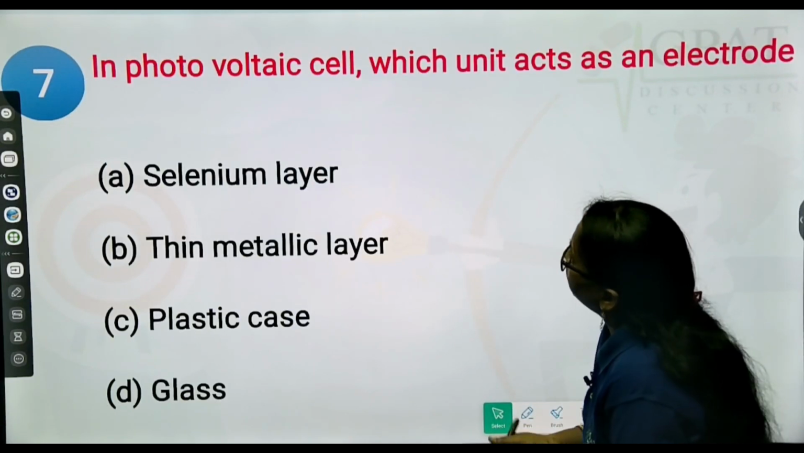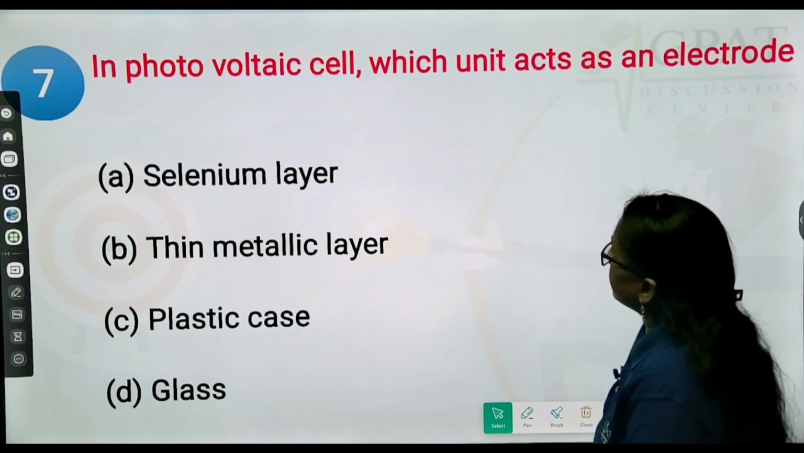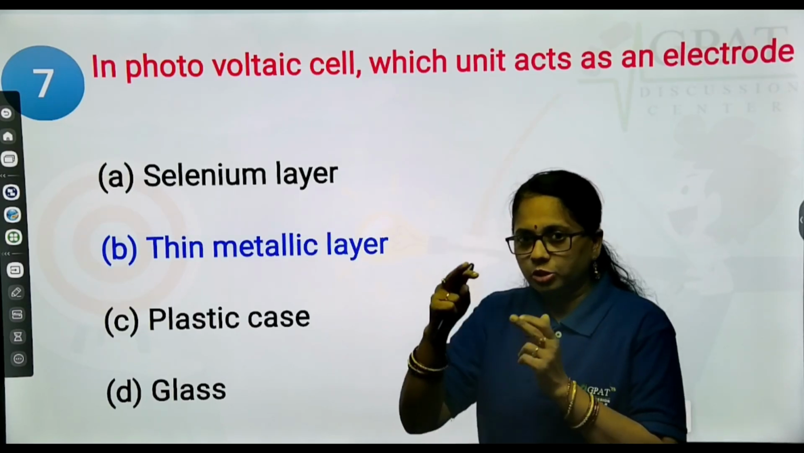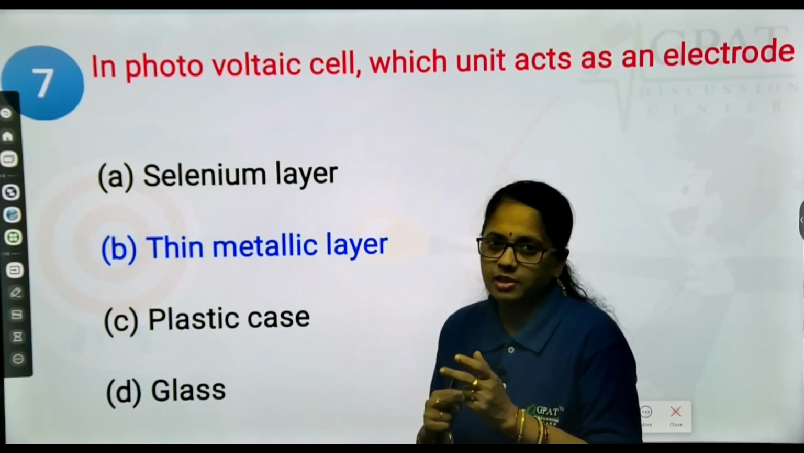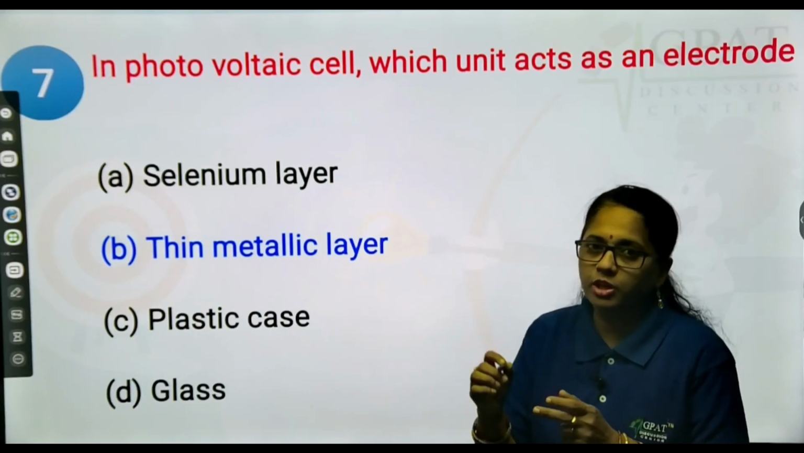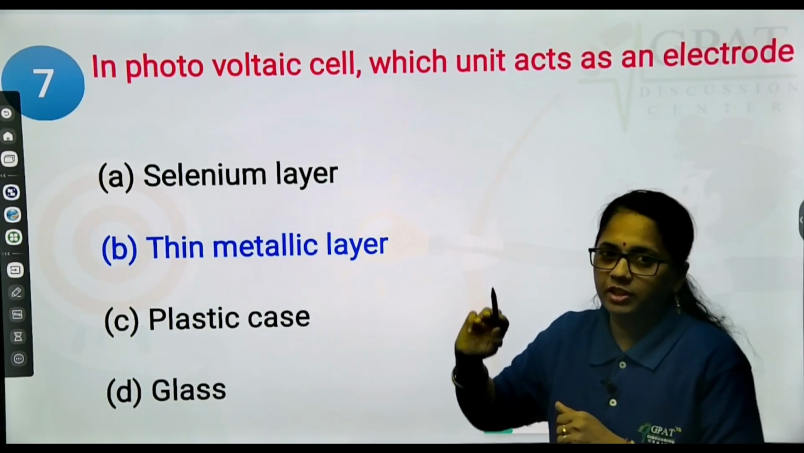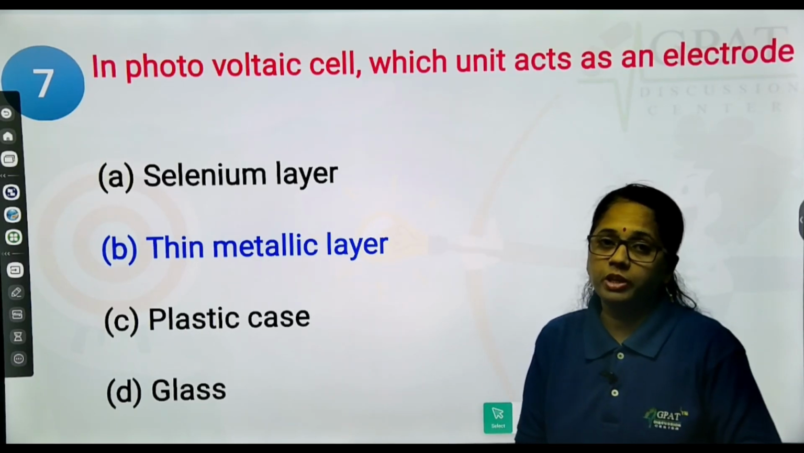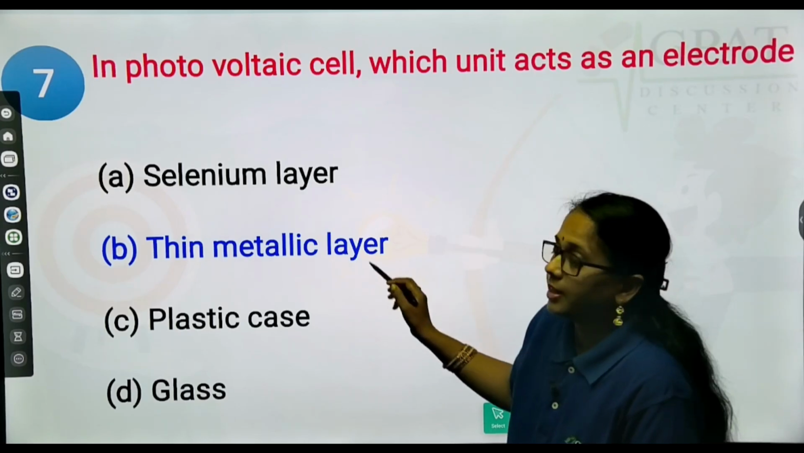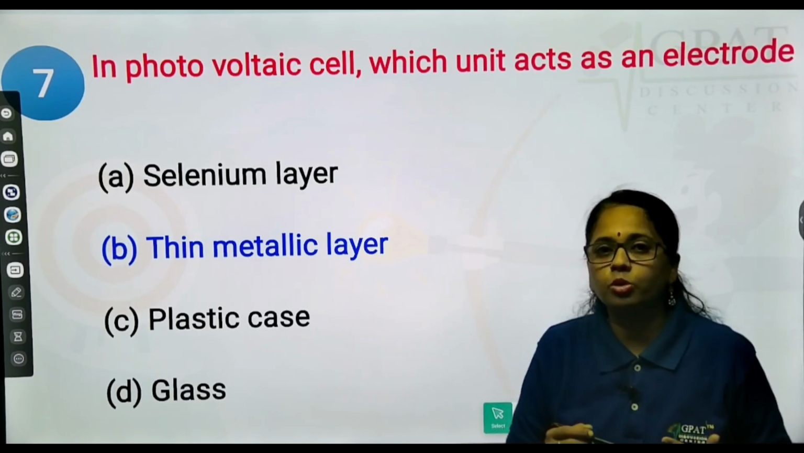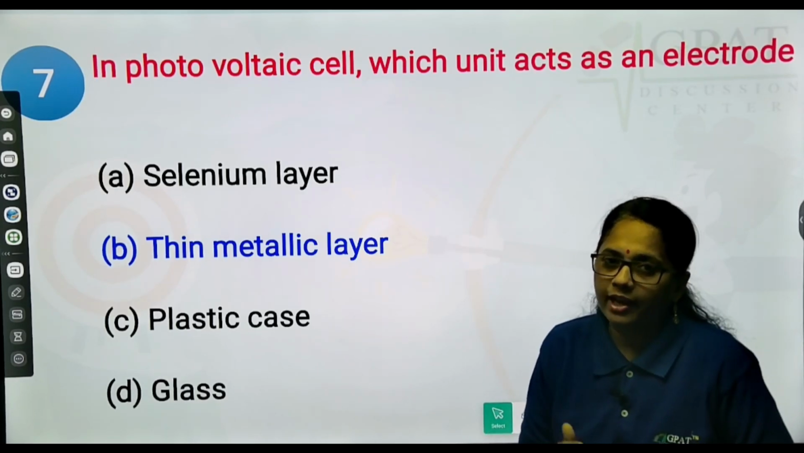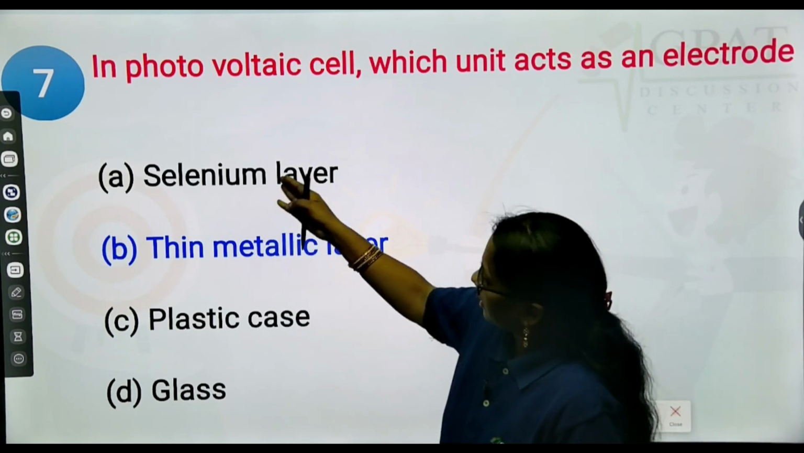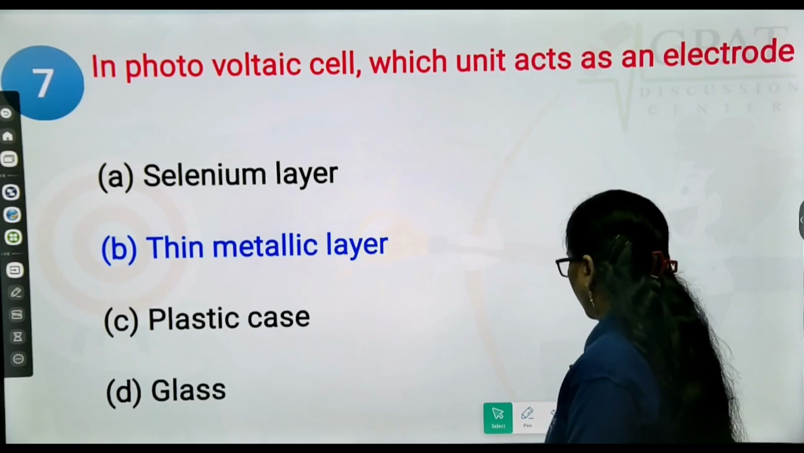Next question: in a photovoltaic cell, which unit acts as an electrode? We have already seen that two semiconducting materials are there, interconnected with the selenium. So which one acts as the electrode? The metallic layers: those two metallic layers act as electrodes. So option B is the right answer. Plastic case, glass, no, these are not the right options.